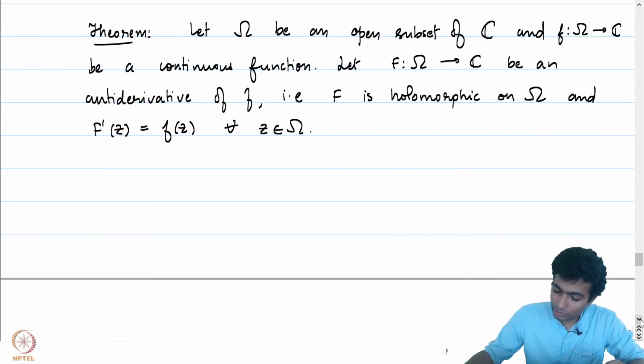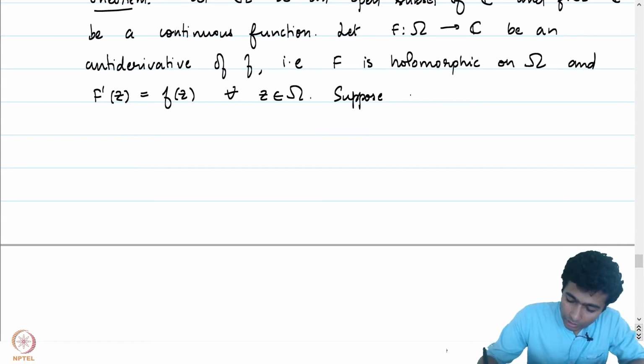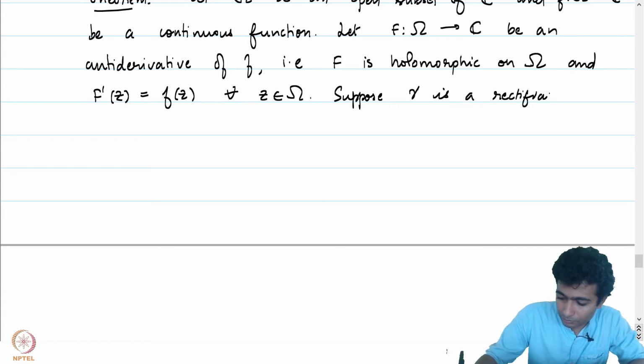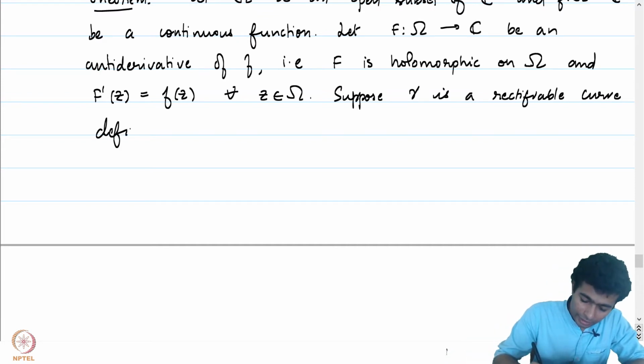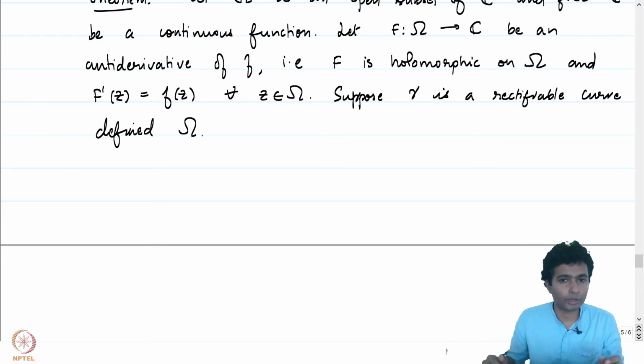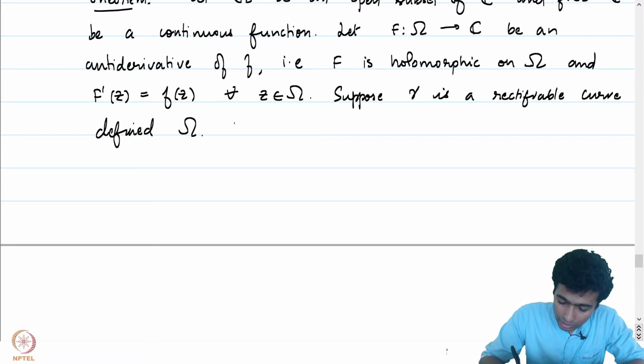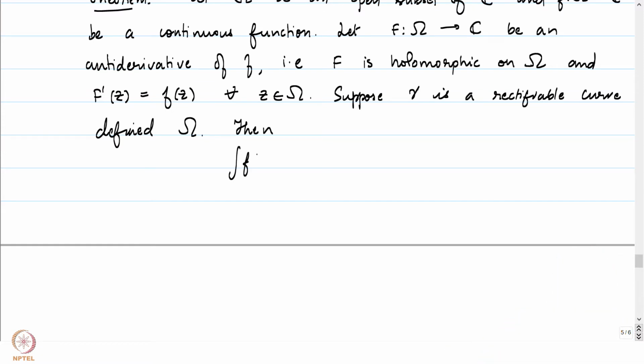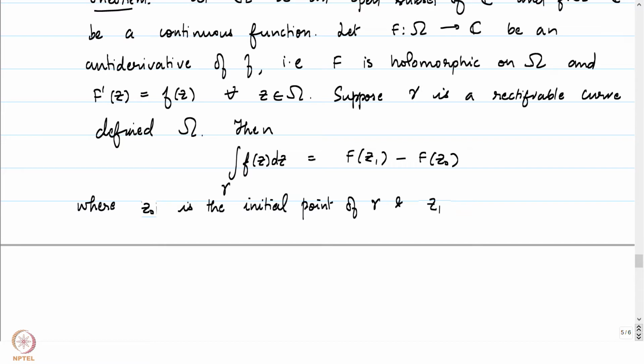So, what is the fundamental theorem of calculus going to tell us? Suppose gamma is a rectifiable curve defined in omega. That means that gamma from [a, b] to C is a curve such that gamma of [a, b] is contained in omega. Suppose gamma is a rectifiable curve defined on omega, then the integral of f of z dz over gamma is equal to F of z1 minus F of z0, where z0 is the initial point of gamma, or rather gamma of a, and z1 is the terminal point of gamma, or in other words gamma of b.